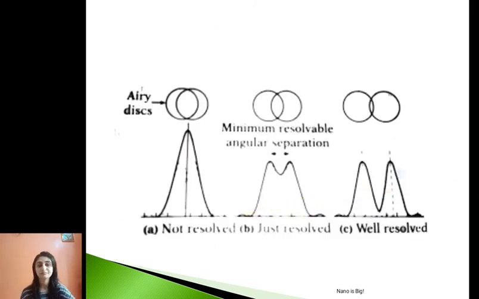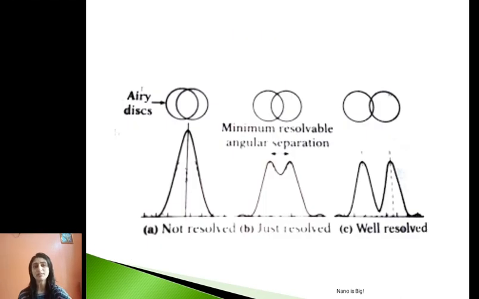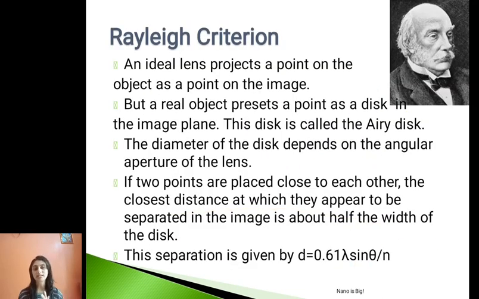See here, the discs are like this, so the lines are not resolved. Here is the minimum resolvable angular separation, so it looks like this. They are just resolved, and here the lines are well resolved. This is the disc, and these are the well resolved lines. So the separation is given by the formula d equals 0.61 lambda upon n sine theta.